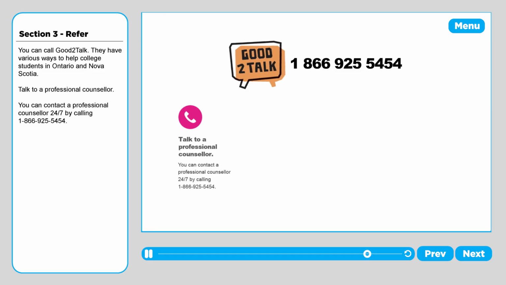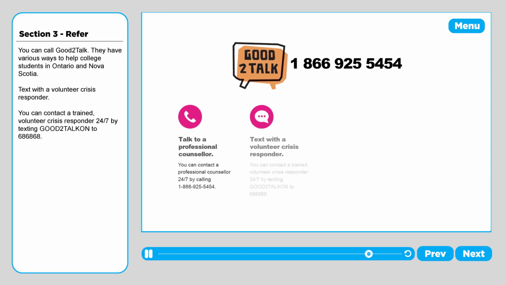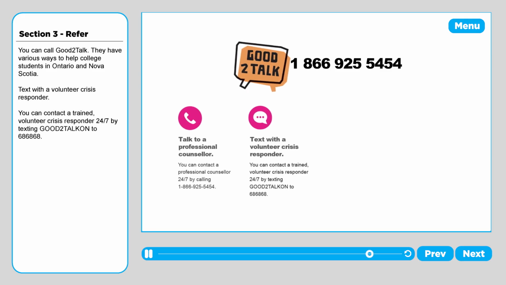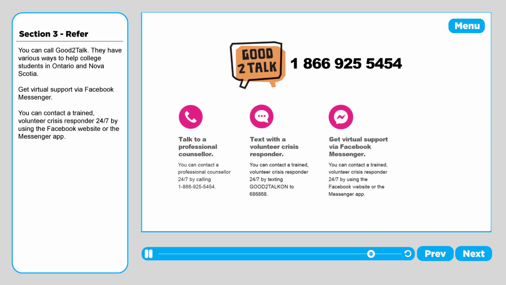Talk to a professional counselor. You can contact a professional counselor 24/7 by calling 1-866-925-5454. Text with a volunteer crisis responder. You can contact a trained, volunteer crisis responder 24/7 by texting Good to Talk into 686868. Get virtual support via Facebook Messenger. You can contact a trained, volunteer crisis responder 24/7 by using the Facebook website or the Messenger app.